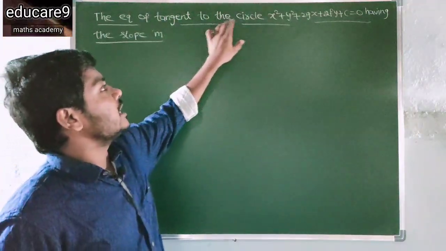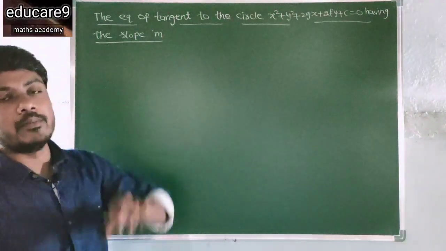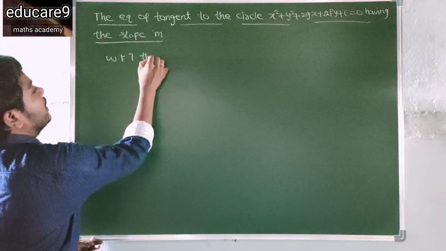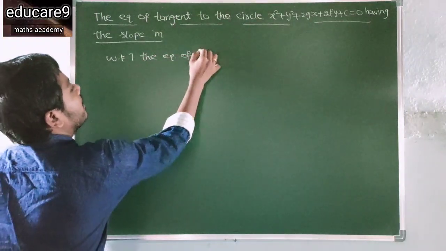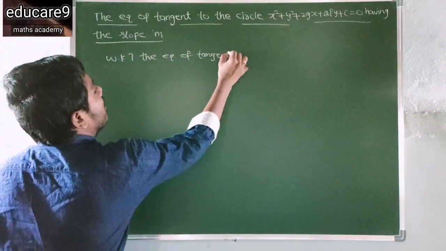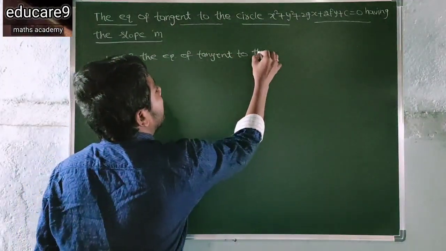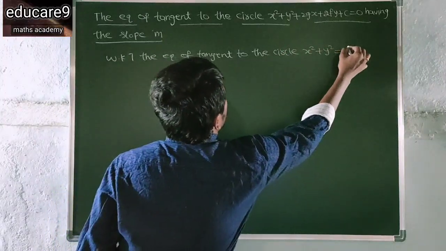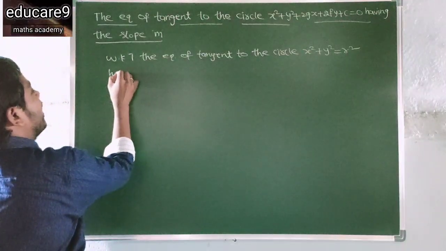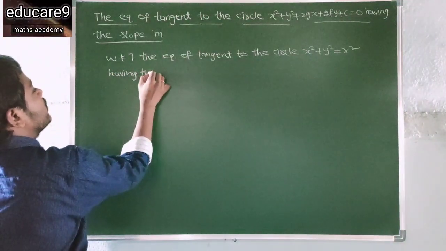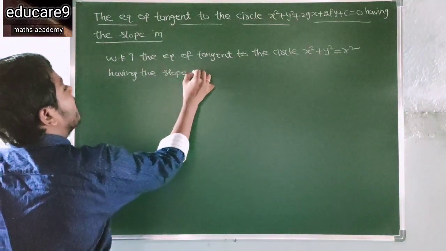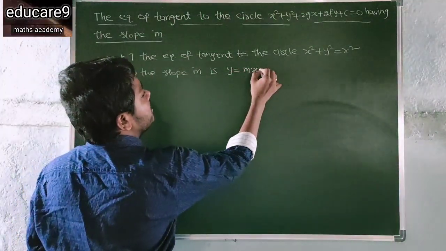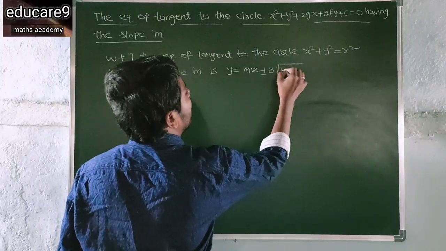The equation of the tangent to the circle having the slope m is, see here, you know that the equation of tangent to the circle x square plus y square is equal to r square having the slope m is what? That is y is equal to mx plus or minus r into under root of 1 plus m square.